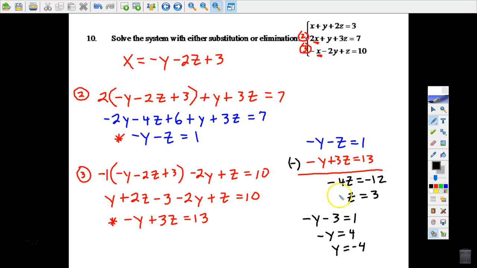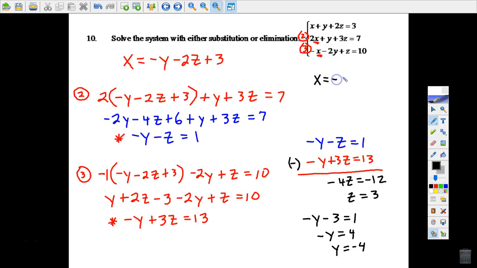Alright, so now that I've got y and z, I'm going to go all the way to the top, and I'm going to pick one of these equations that has all three variables in it, and I'm going to find, in this case, x. So I think I'm going to go with the top because I've already got it solved for x here. So I could just use this equation and replace y and z. So let me do that over here.